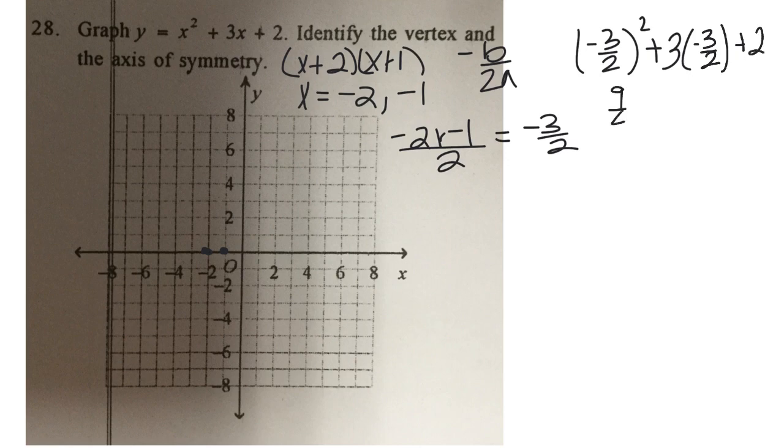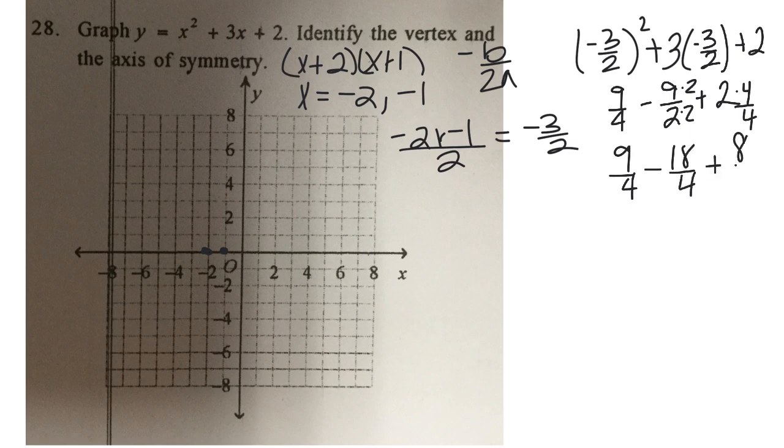That's 9/4 minus 9 halves plus 2. We'll get a common denominator. Times by 2 to make that a 4, times by 4 over 4. So we get 9/4 minus 18/4 plus 8/4. Now I get -9/4 plus 8/4, which is -1/4.